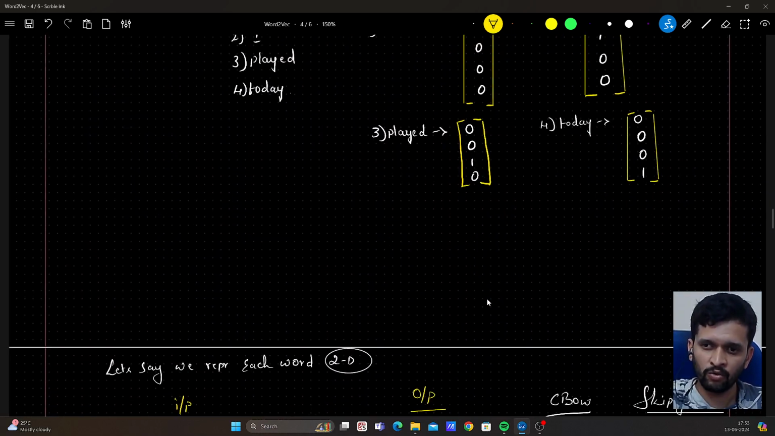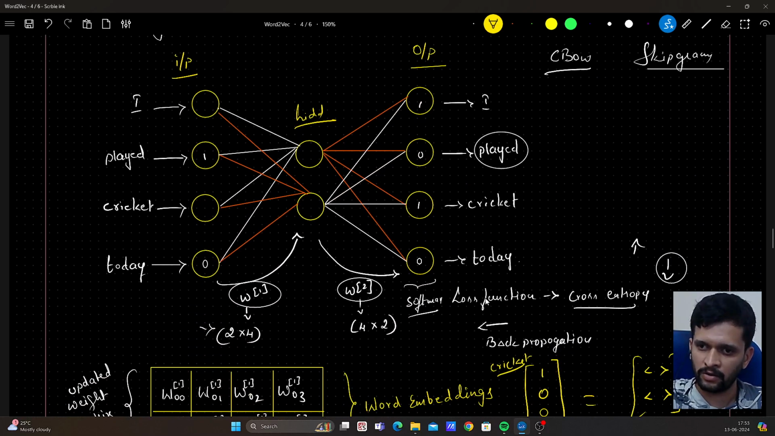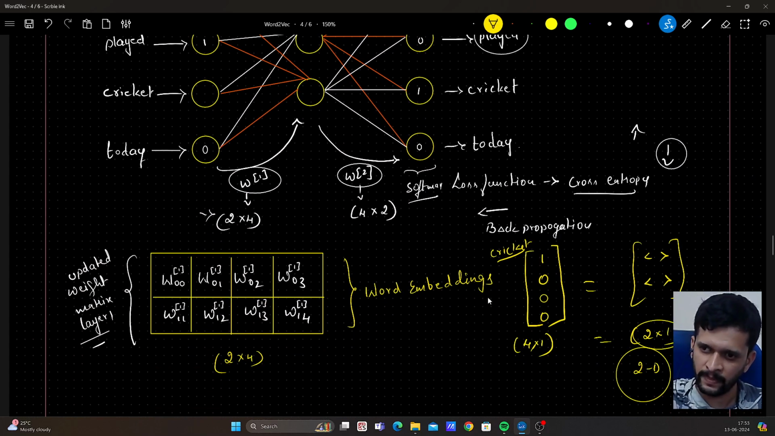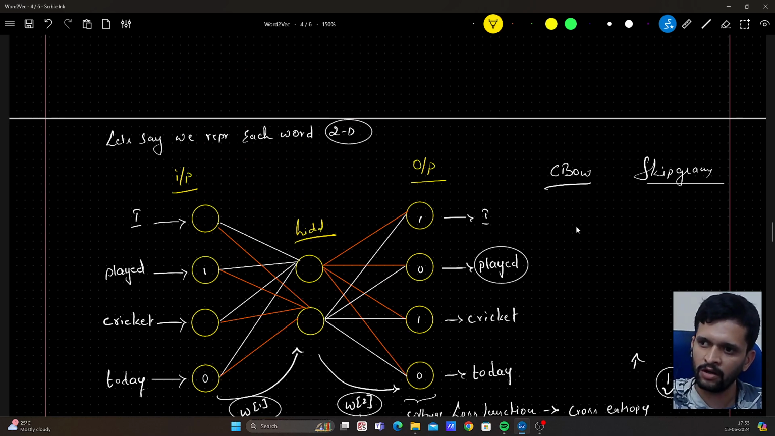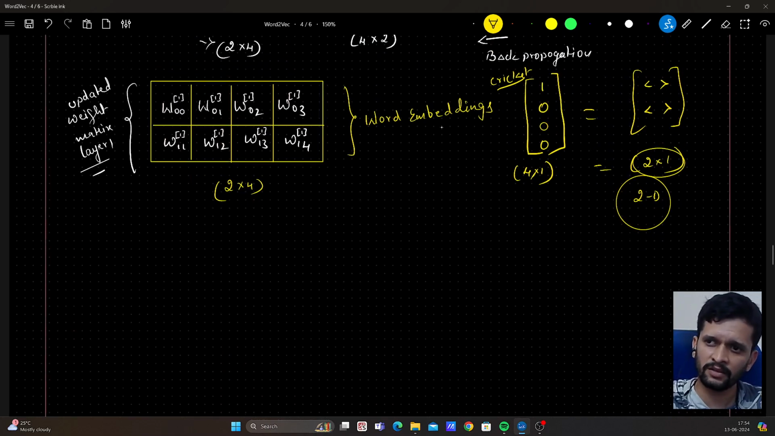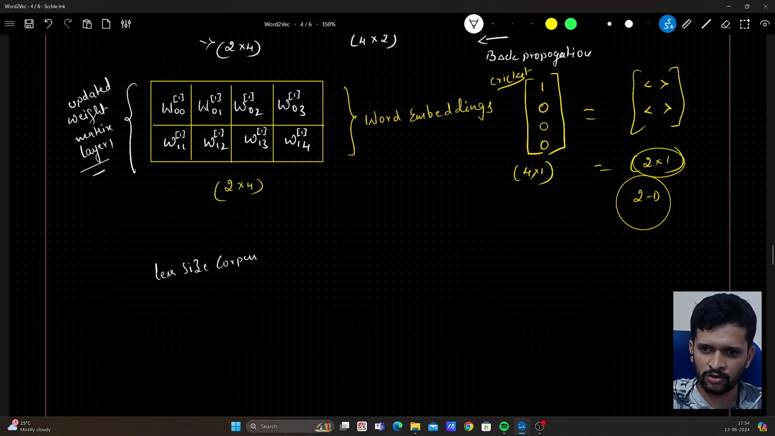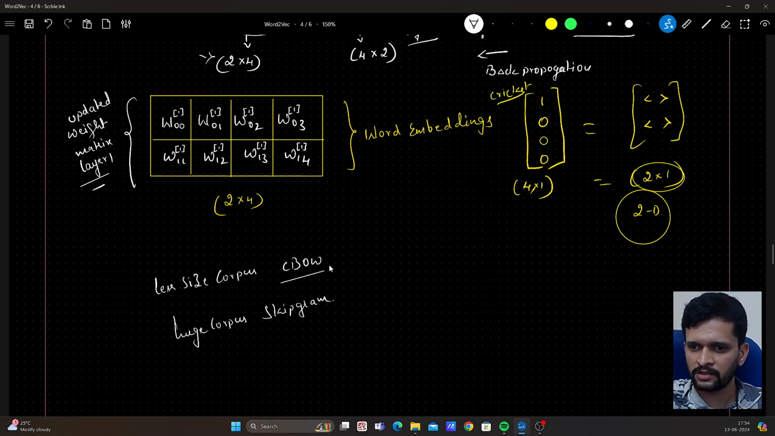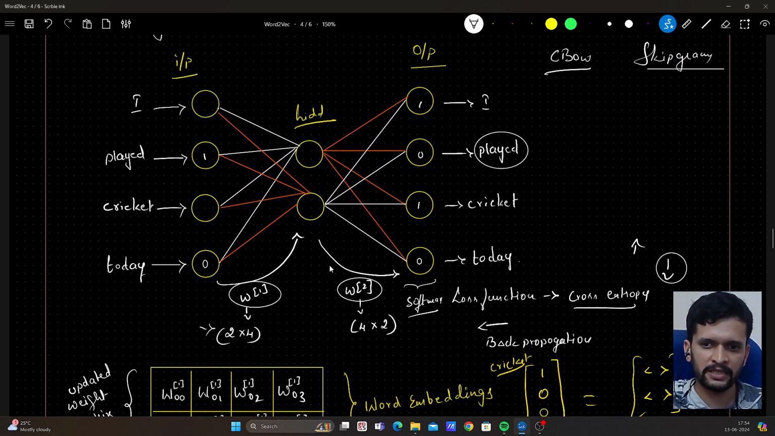So this is how the Word2Vec model is trained, and this is the overall architecture. You can use either the CBOW model or the Skipgram model. In what scenarios will we use CBOW or Skipgram? Generally, if the corpus size is small, we will make use of CBOW. If we have a huge corpus, we will make use of Skipgram. So this is the general idea. Hope it's clear, guys.